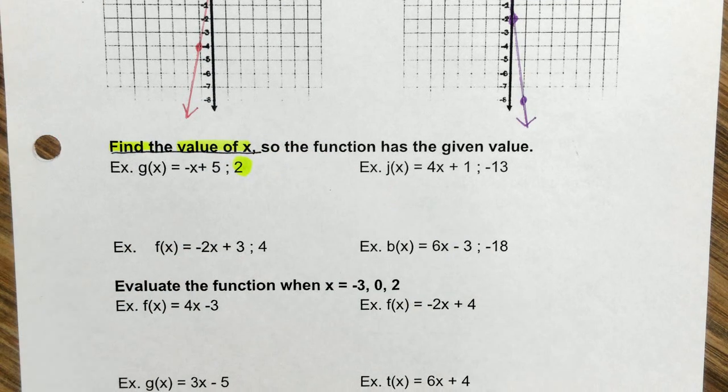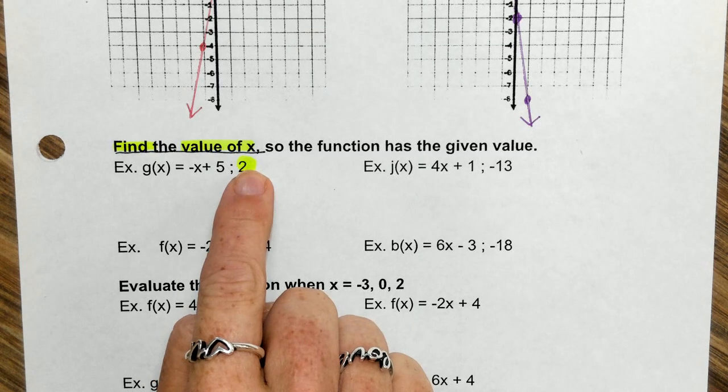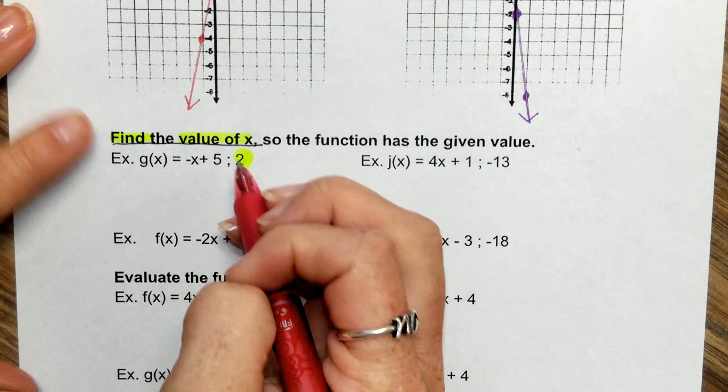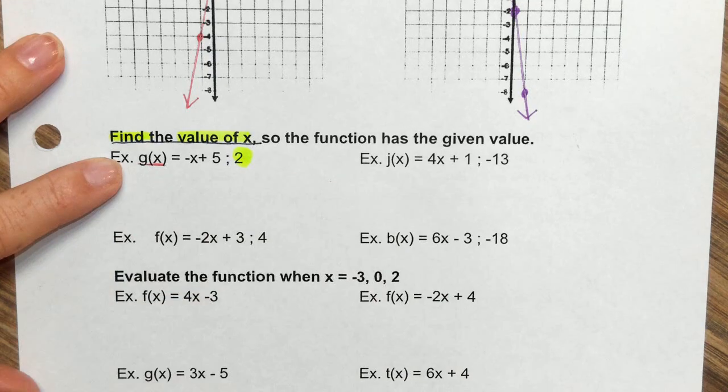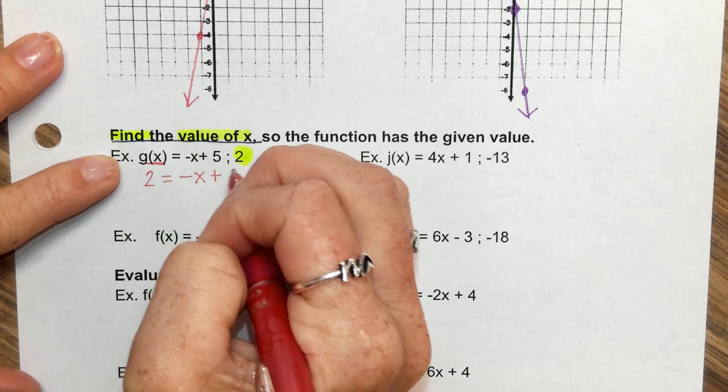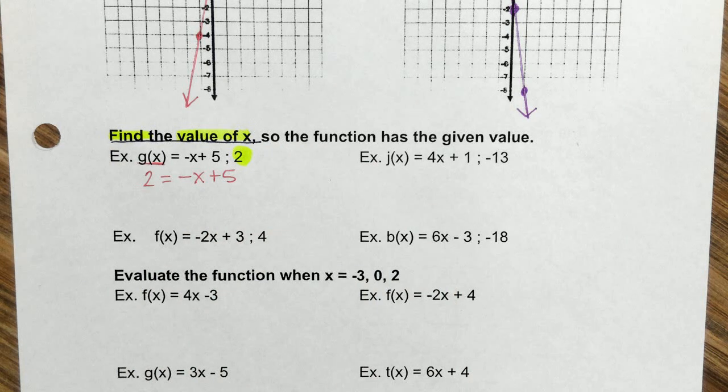Now, I want you to read what this said again. What did that say? If it says find x, do you think I'm going to plug that 2 in for x or plug it in for the function? If it says find x, you don't plug in for x. You plug in for the function. Does that make sense? So you would simply put 2 in this spot. So 2 equals negative x plus 5, and you're going to find x.